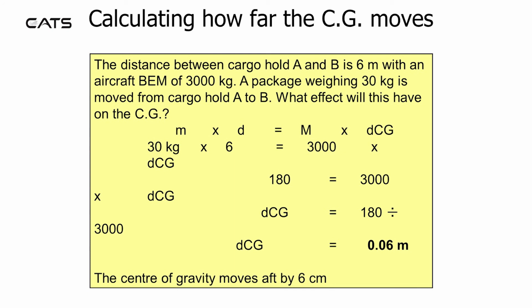Calculating how far the CG moves. The distance between cargo hold A and B is 6 meters. With an aircraft basic empty mass of 3,000 kilograms, a package weighing 30 kilograms is moved from cargo hold A to B. What effect will this have on the CG? M times D equals M times delta CG. 30 kilograms multiplied by 6 equals 3,000 multiplied by delta CG. 180 equals 3,000 multiplied by delta CG. So delta CG equals 180 divided by 3,000, which is 0.06 meters. The centre of gravity moves aft by 6 centimeters.